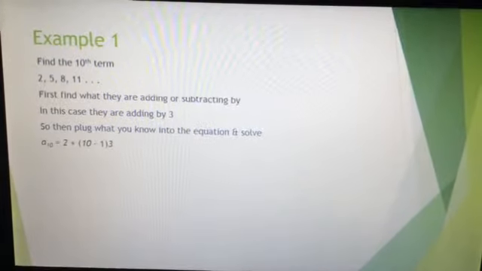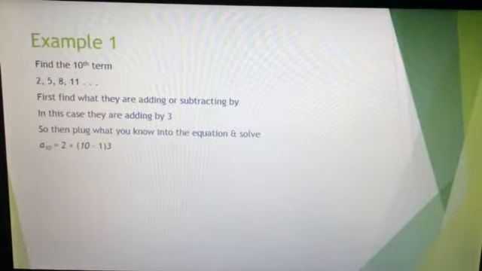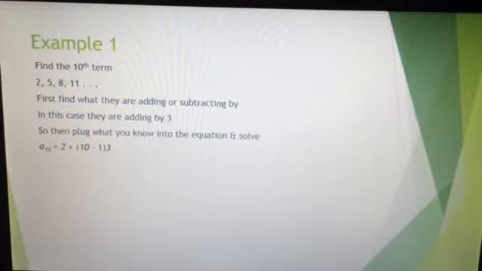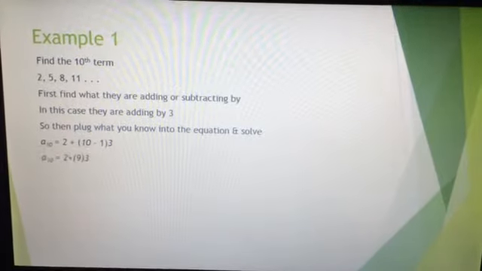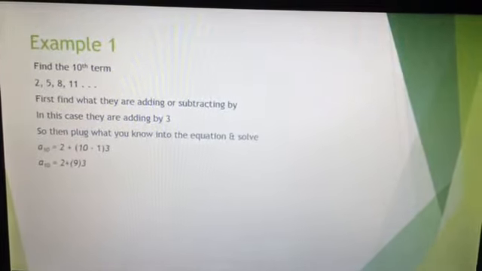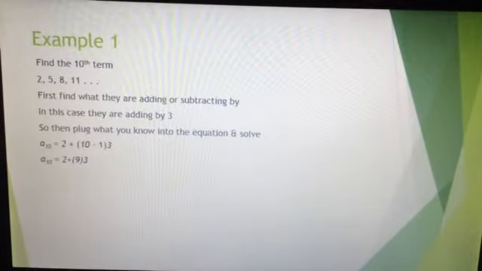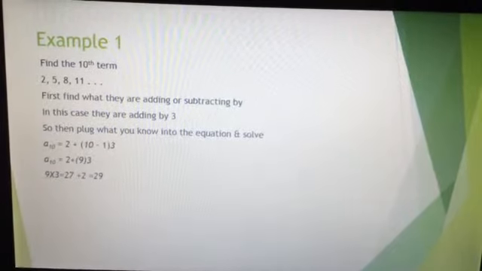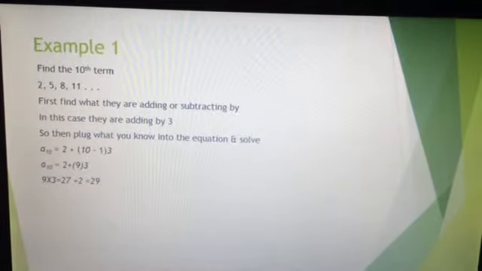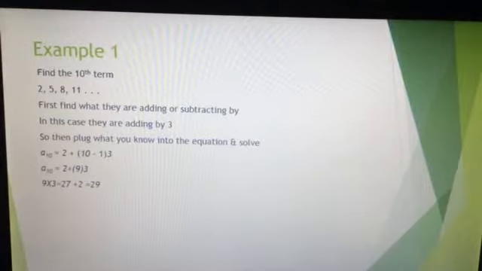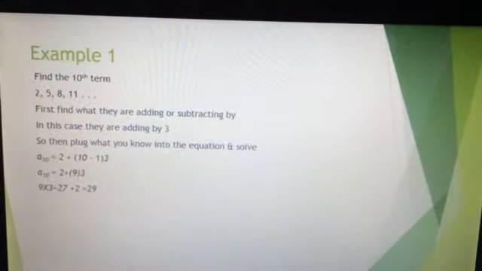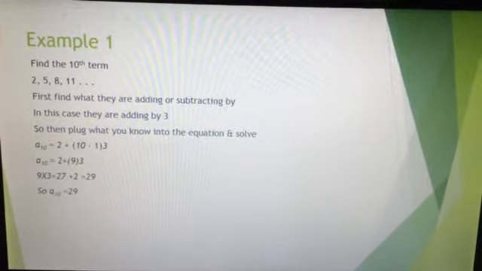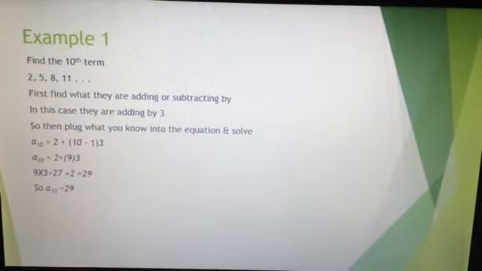So the equation after you plug everything in would be a_10 equals 2 plus (10 minus 1) times 3. First you would want to do the 10 minus 1 in the parentheses, so that would be 9. Then you would multiply 9 by 3, and that would be 27. Once you have the 27, you would add the 2 to get 29. And 29 would be the 10th term in the sequence.